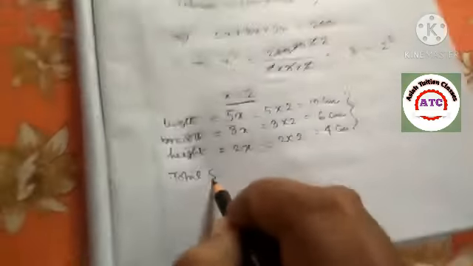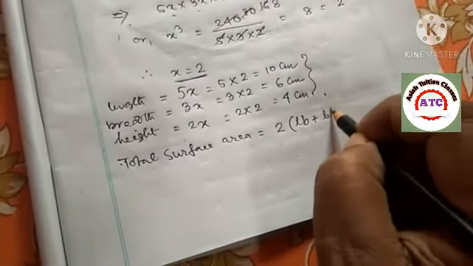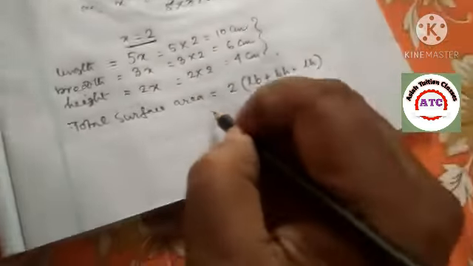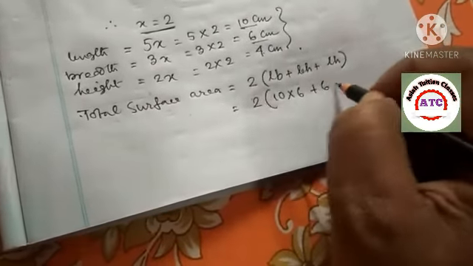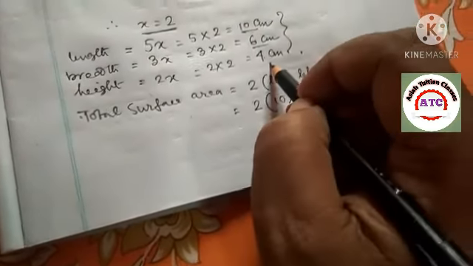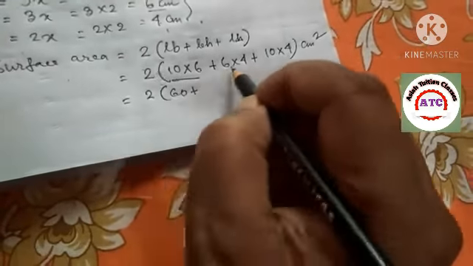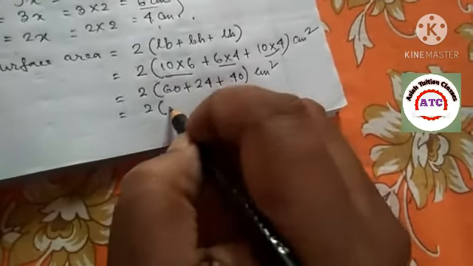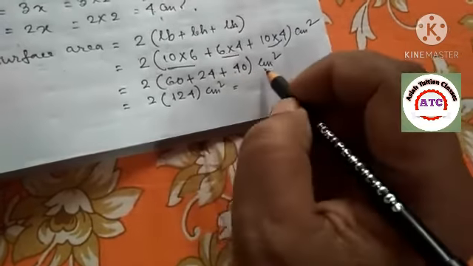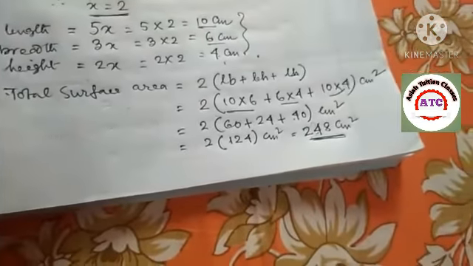Total surface area is equal to 2 times LB plus BH plus LH. This means 2 into LB, 10 into 6, plus BH, 6 into 4, plus LH, 10 into 4 centimeter square. This means 2 into 60 plus 24 plus 40 centimeter square is equal to 2 into 124 centimeter square. This means 248 centimeter square. This is the total surface area of the cuboid.